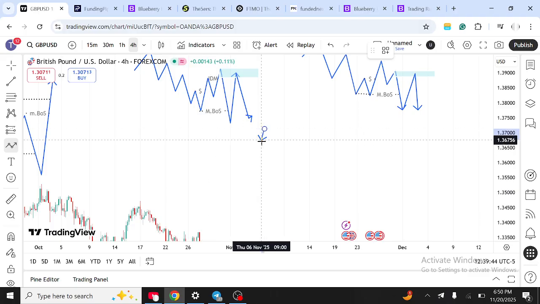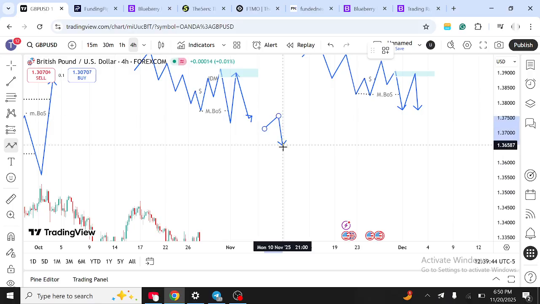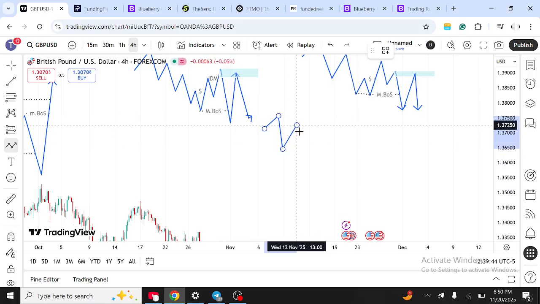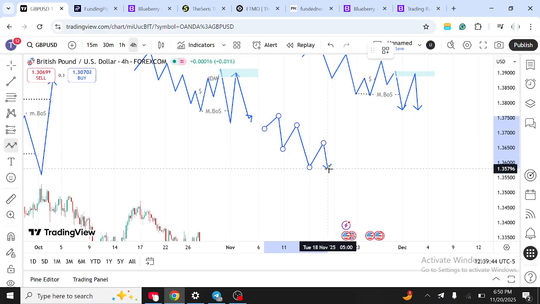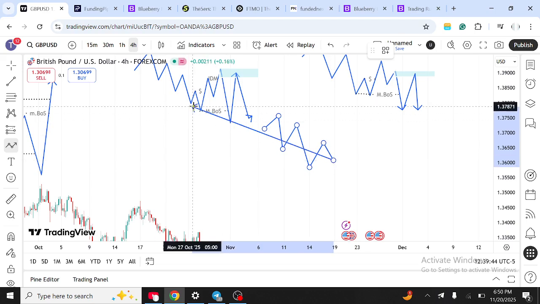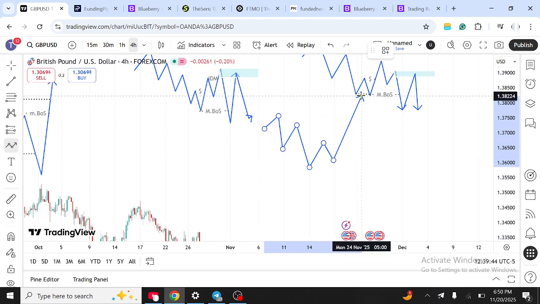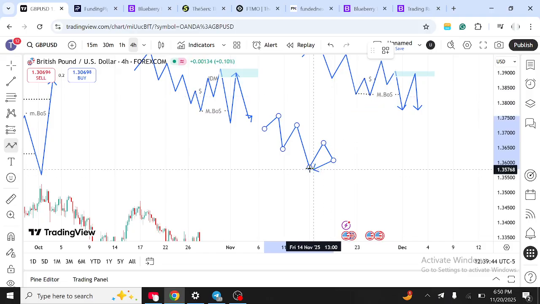So like I said, we have price pushing to the downside, in descending highs and lows. For this case, let's say we can have equal lows or something like this. For here we have a break of structure. For here we have equal lows, but for here it is neither break of structure nor equal lows.